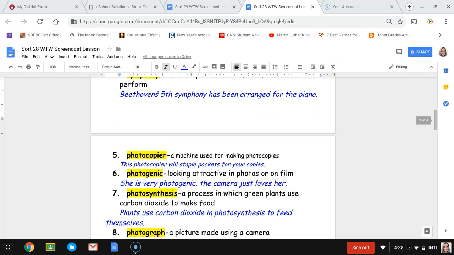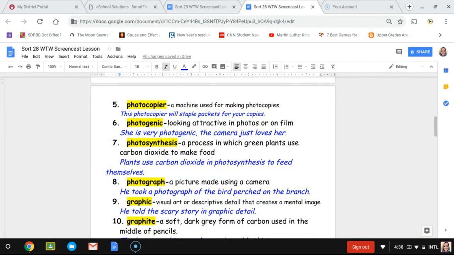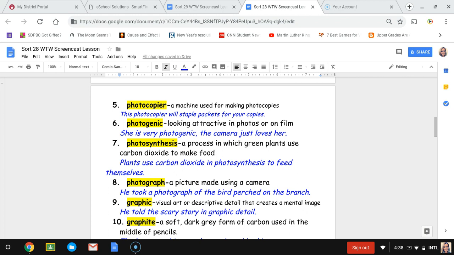All right, number 5, photocopier. Photocopier is a machine used for making copies. This photocopier will staple packets for your copies, is the sentence that I have. So it's when you want to make copies of something.